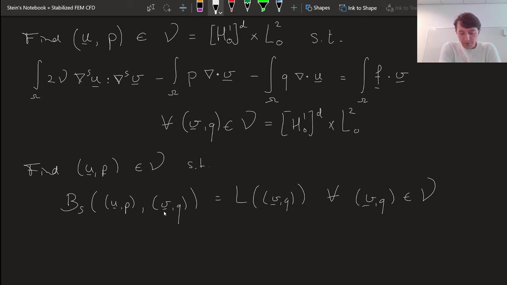Now, anything else interesting? Let me define what exactly I mean by this L2 with a 0. This is going to be the set of functions, and I'll use q, which are in L2 under a certain constraint. That constraint is that if I integrate over the domain, it's going to be equal to 0.